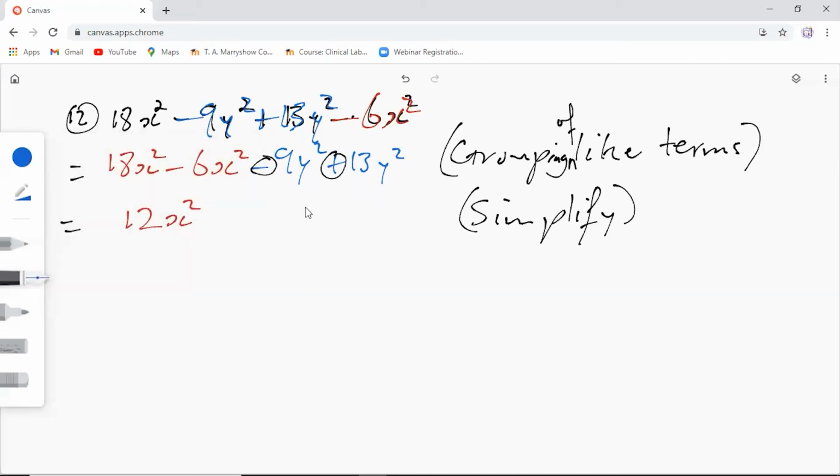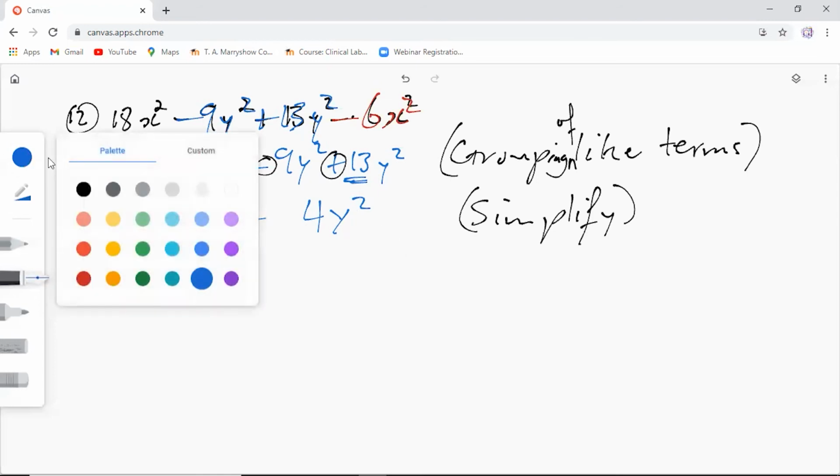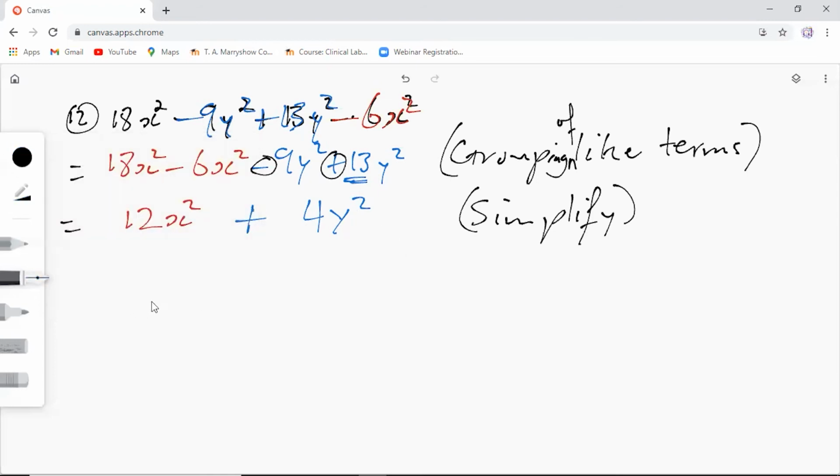13 subtract 9 is 4, and the sign in front of the larger number is positive, so that's plus 4. But not just plus 4, we have to bring down the y, which is not the y but the y squared, so we get plus 4y squared. We cannot do anything beyond that, so that would be our final answer, 12x squared plus 4y squared. And that's our answer there.